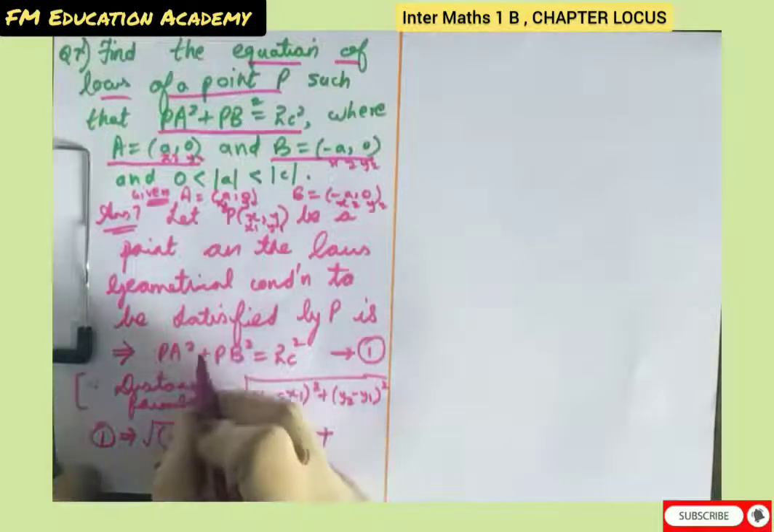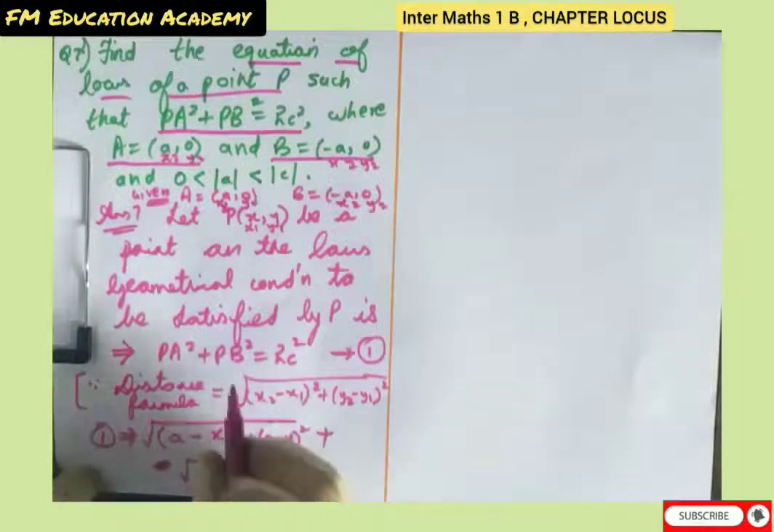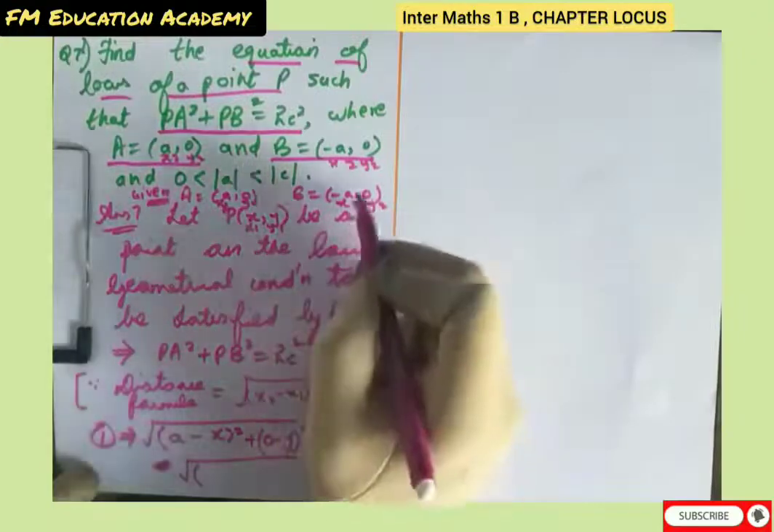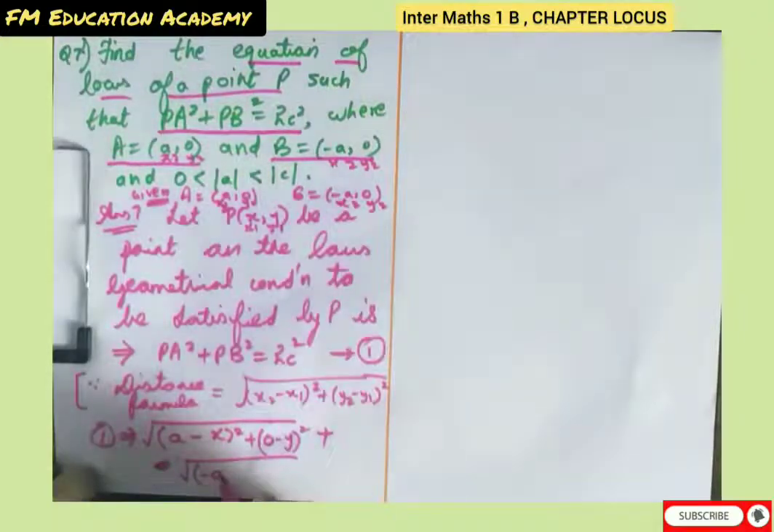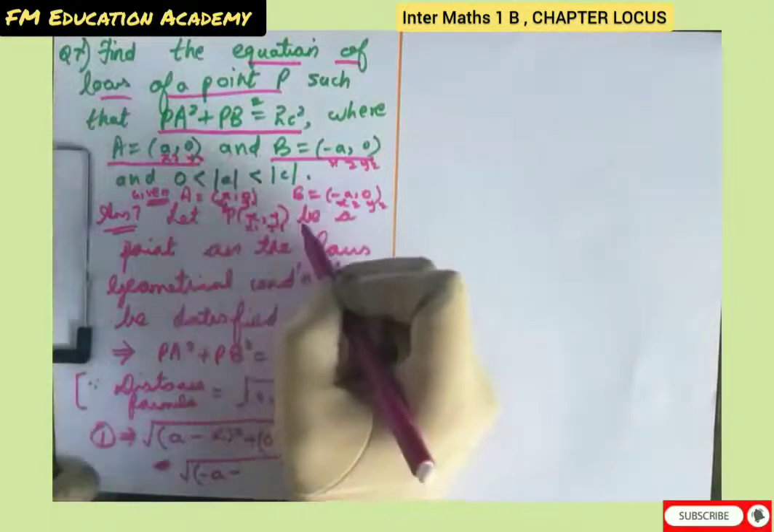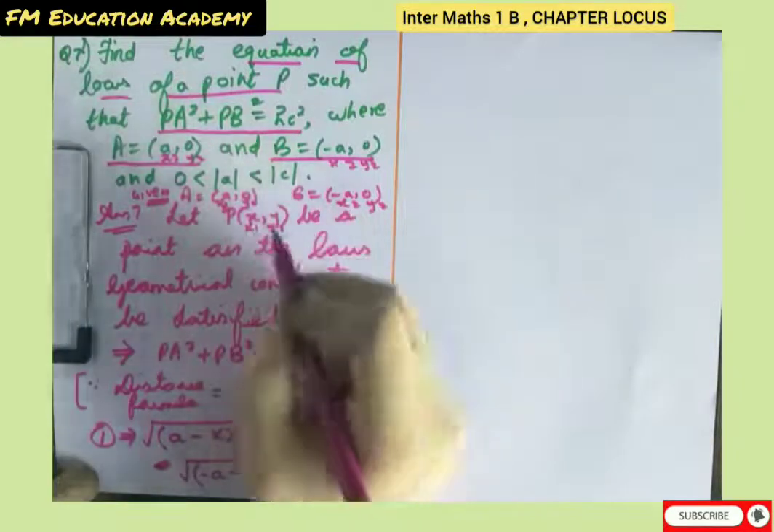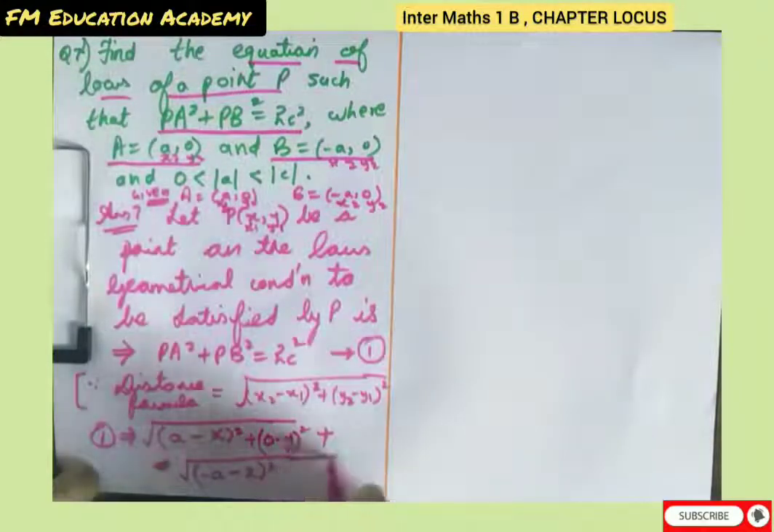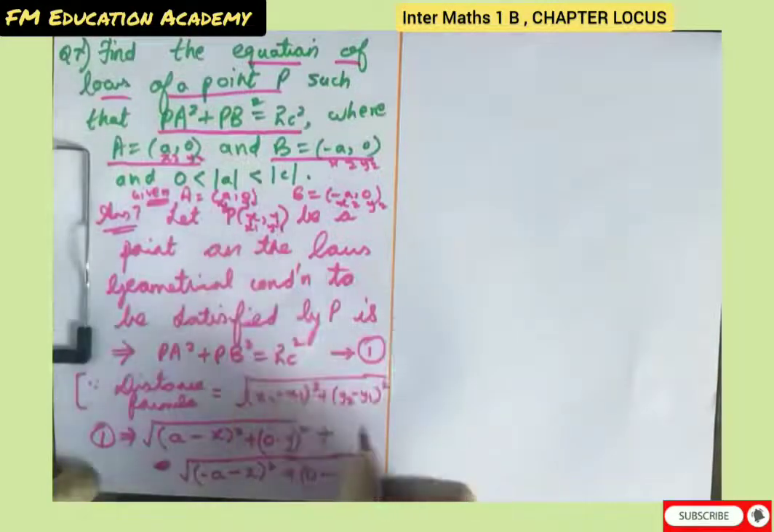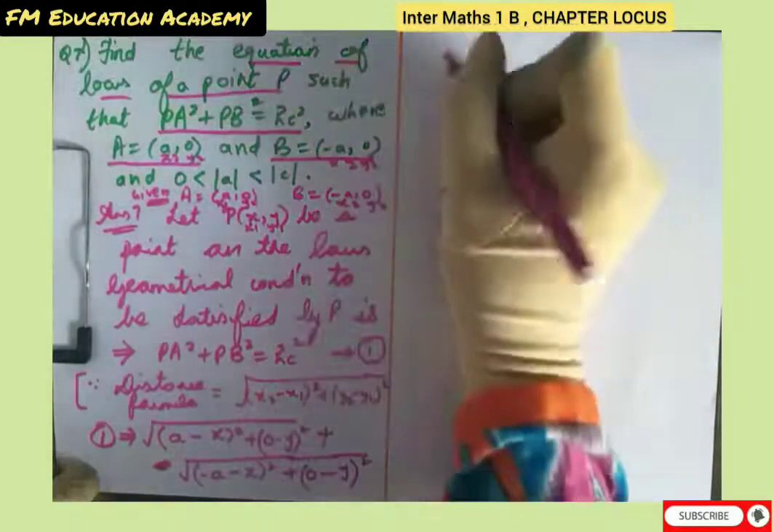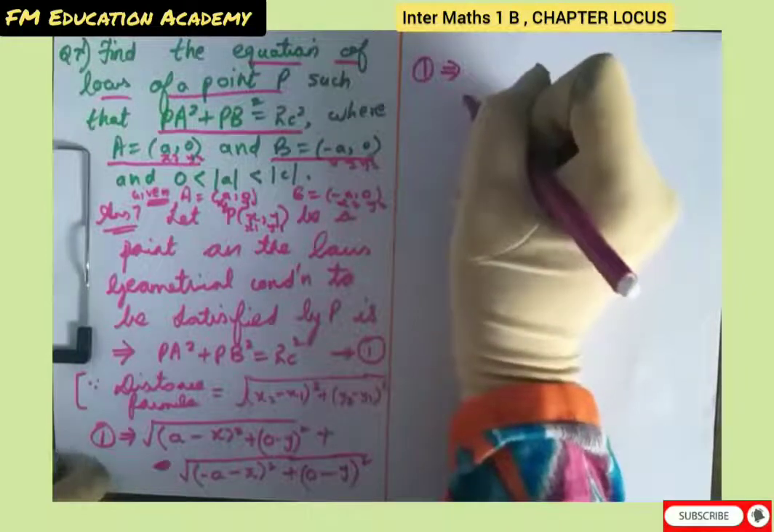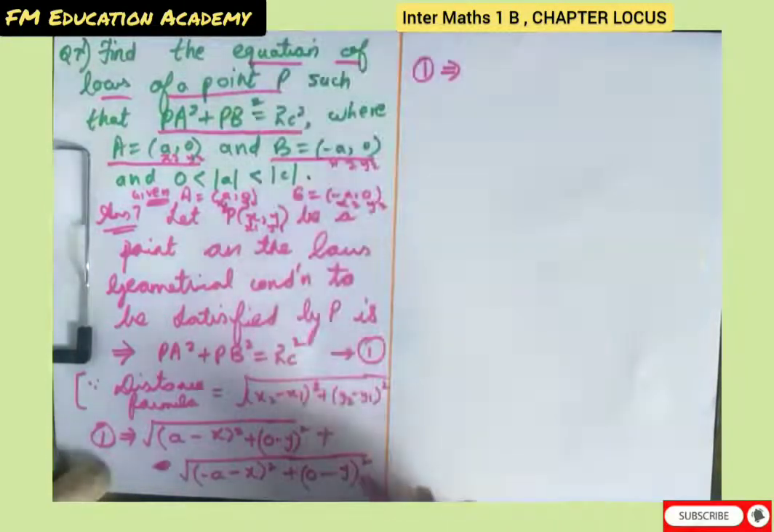plus root of again x2 minus x1 whole square. What is x2 here? Minus a minus what is x1 here? X whole square plus y2 minus y1 whole square. What is y2 here? 0 minus what is y1 here? Y whole square. So first equation implies that is equals to 2C square.